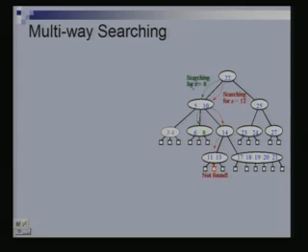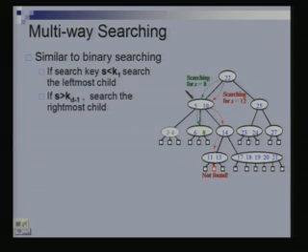Okay. So, let us get back to this. This is an example of a multi-way search tree, right. And how do you search in such a tree? Searching is similar to the binary search procedure as you did in a binary search tree.